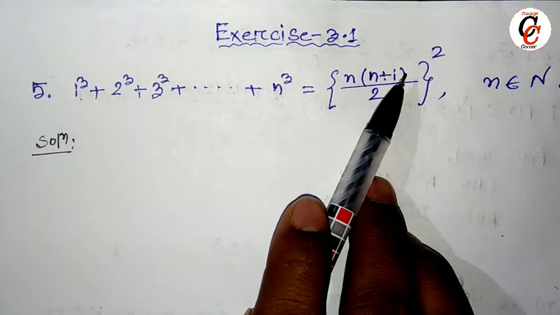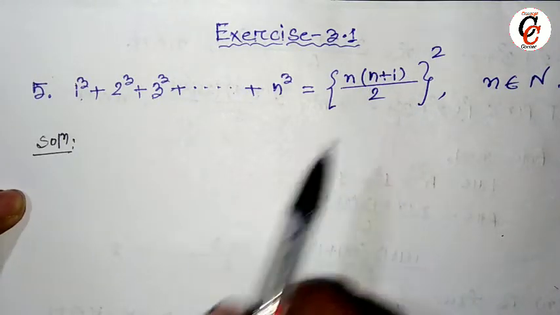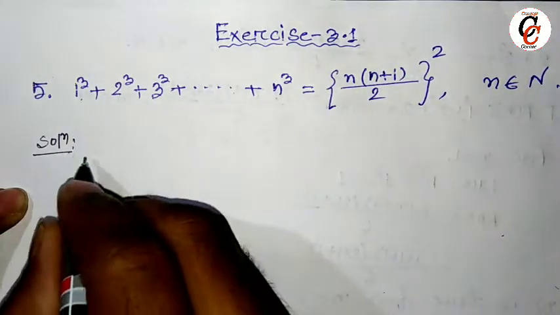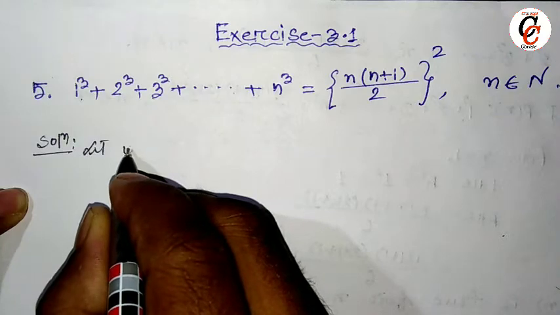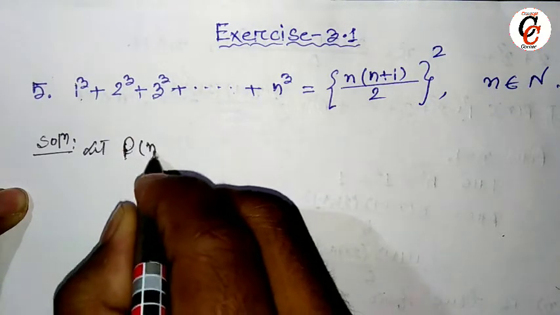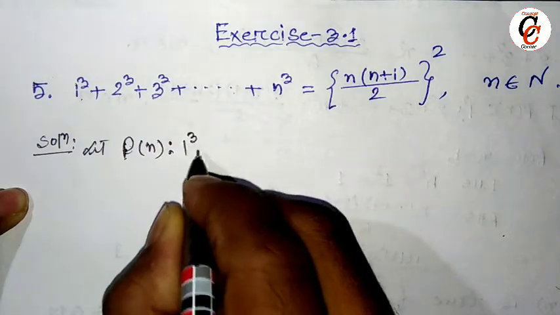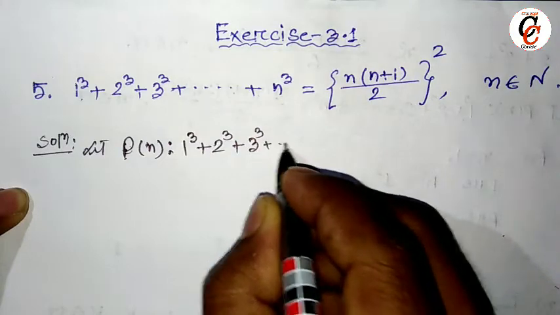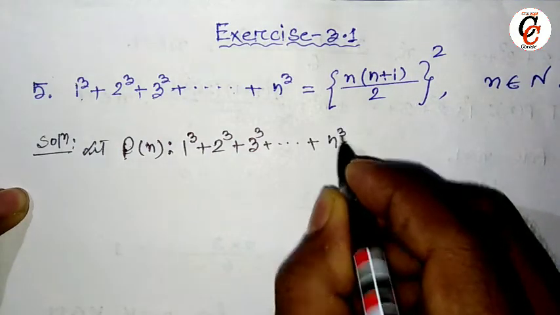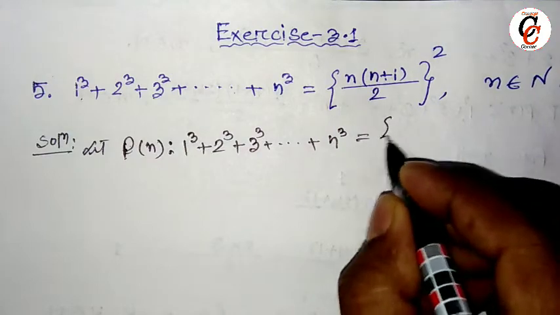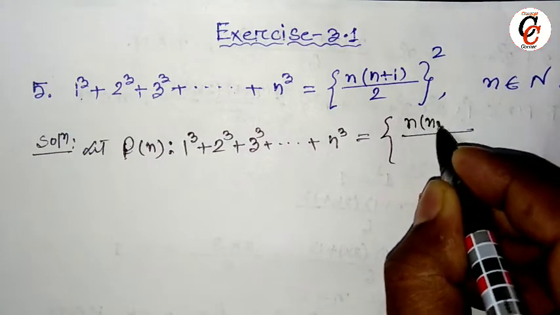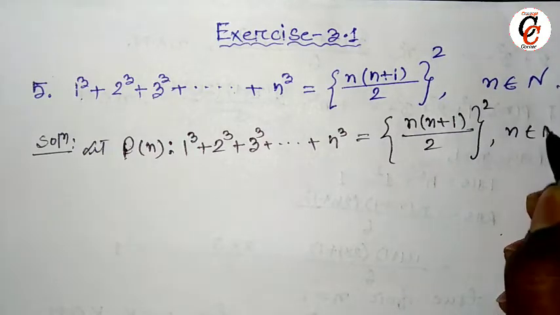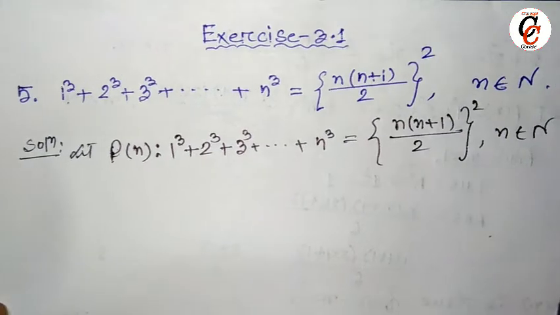So as like previous sums, we will also do this. We will proceed in the same way. First of all, we will take this statement as Pn. Let Pn be 1 cube plus 2 cube plus 3 cube plus dot dot dot plus n cube is equal to n into n plus 1 by 2 whole square, where n belongs to capital N, that means natural numbers.